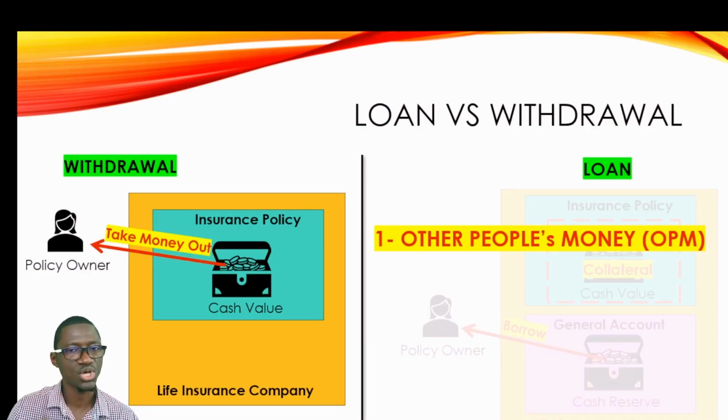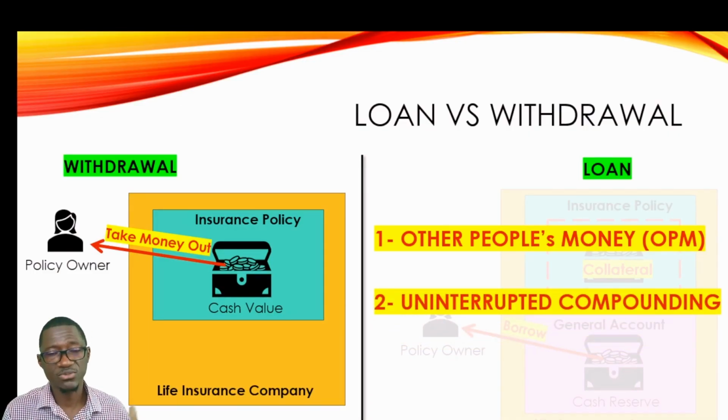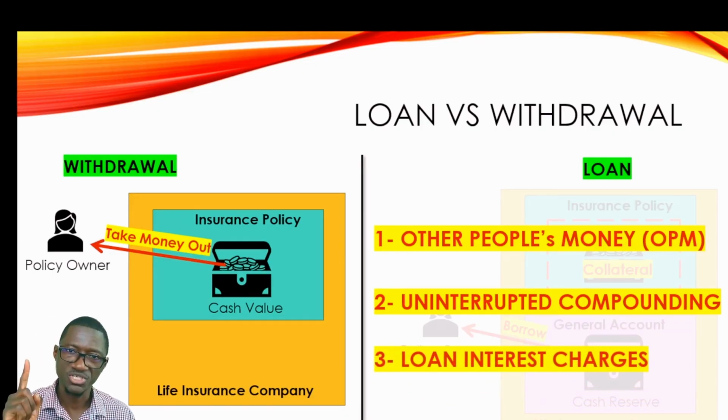Learning how to use other people's money, because now when you take a loan from the insurance company, your money is not touched. It's still there in your policy, meaning that it can still grow and earn interest. But you get to use someone else's money to do whatever you need to do. Another very important thing is your cash value keeps growing, so it's not interrupted. You don't interrupt the compounding. And the final thing is you'll be charged interest. So you need to keep an eye on that, but it might not be that bad.